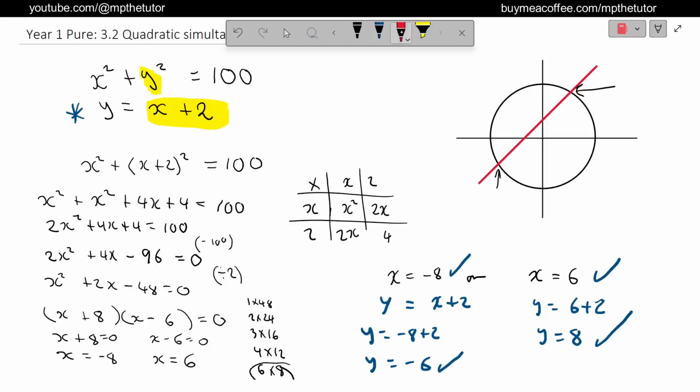Now, if we wanted the coordinates, our first one is x is minus 8 and y is minus 6, and this one up here would be 6, 8. So that is a simple example, or one example, of a quadratic simultaneous equation. We might end up with a circle and a line going through it.